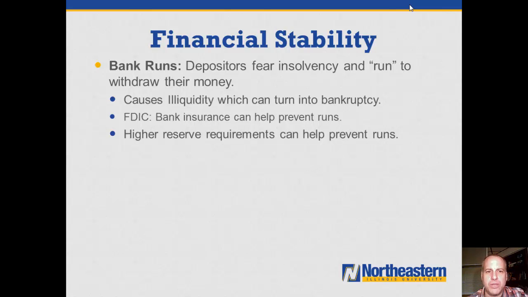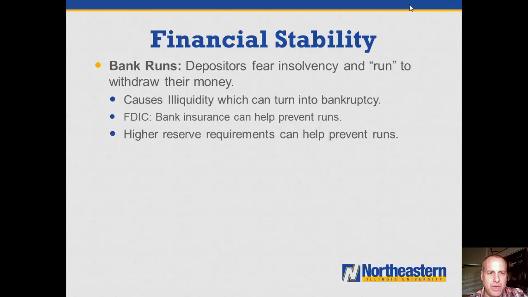What can happen is something called a bank run. A bank run comes when depositors fear insolvency and run to withdraw their money. This all of a sudden can cause illiquidity, which can turn into bankruptcy. So if a perfectly solvent bank has customers that are afraid that the bank might become insolvent, then all of a sudden the bank, which has a good set of loans, might have a liquidity problem and might not be able to pay people back immediately. This can turn into bankruptcy and put an otherwise healthy bank out of business and cause lots of problems for the depositors.